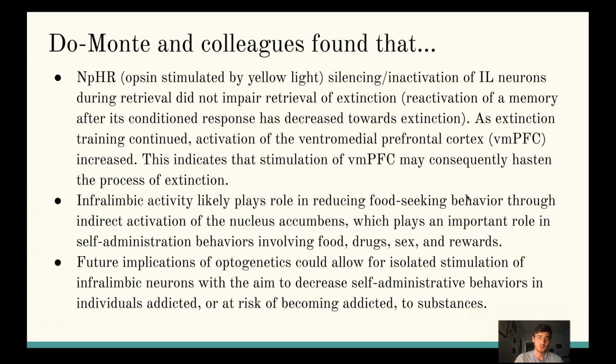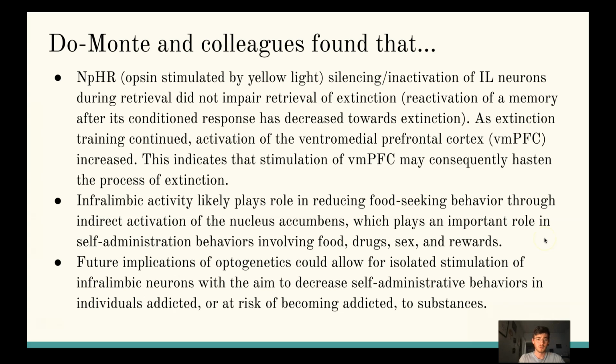Another study used NpHR, which is the opposite effect of ChR2, so it's going to be silencing, inactivating those neurons when exposed to yellow light. So we found that during retrieval of the fear extinction, so the reintroduction of that fear response, it did not impair that retrieval. So we saw normal response there even in the presence of stimulated NpHR neurons. And as extinction training continued, we saw increased activation of that ventromedial prefrontal cortex. So this tells us that eventually we might be looking at activating the medial or the ventromedial prefrontal cortex to hasten the process of extinction.